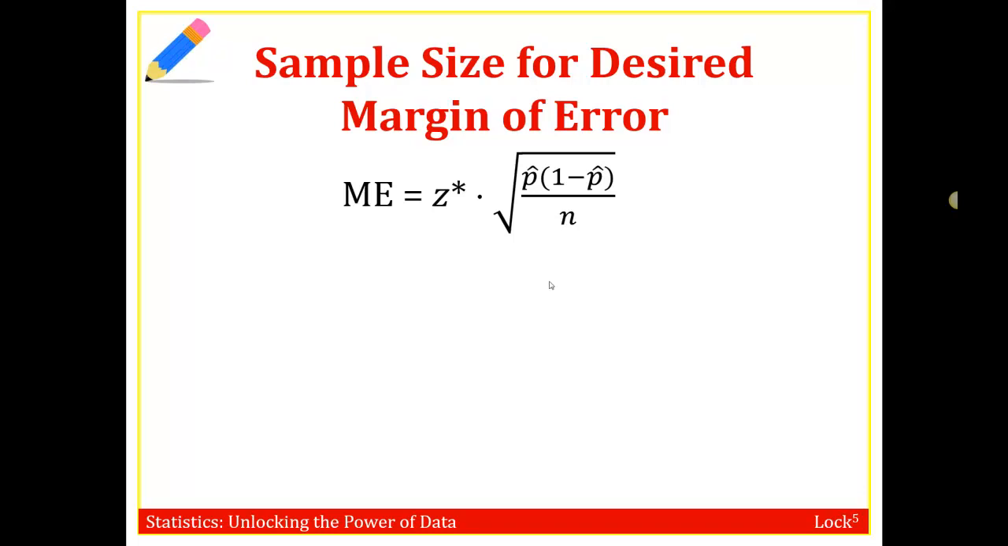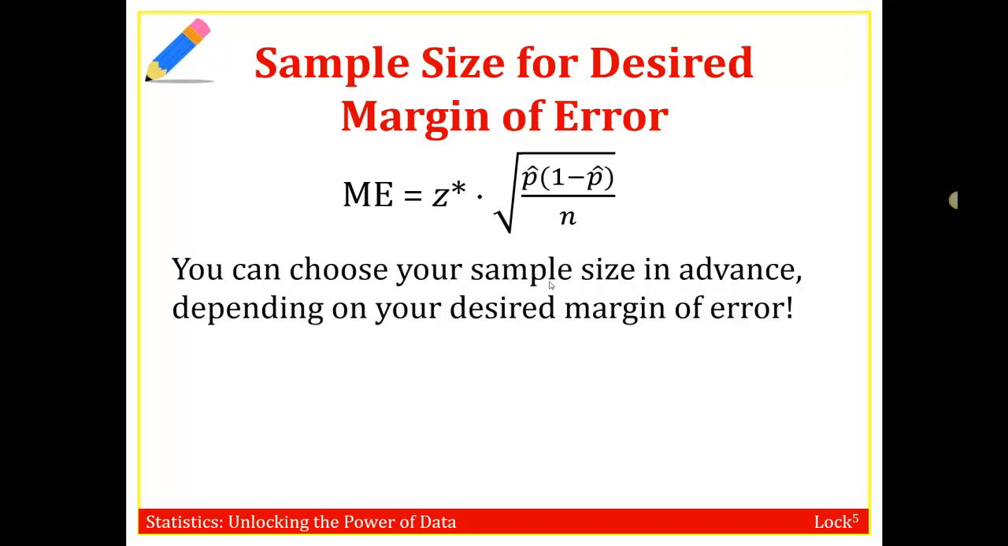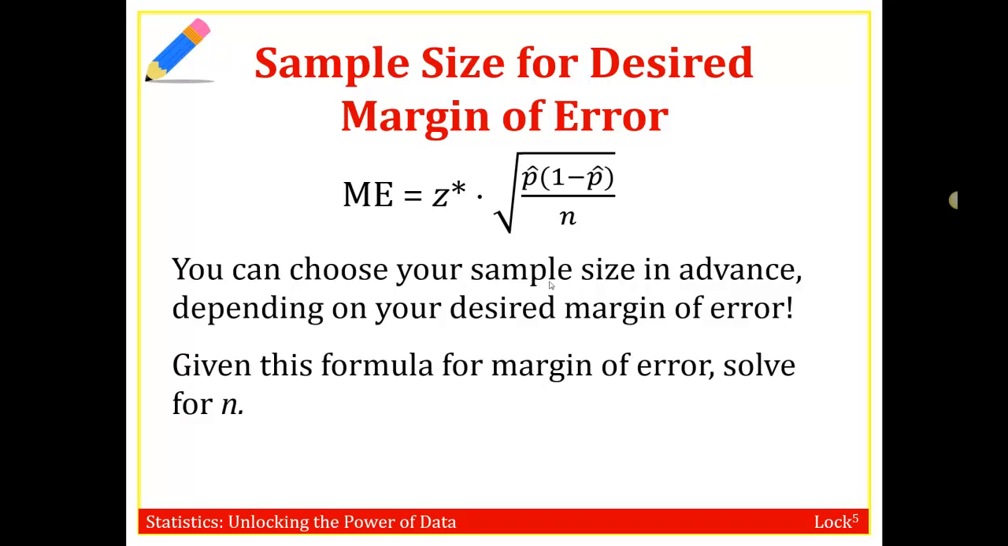Oftentimes when we're doing a study, we know the end result that we want in terms of margin of error. Like maybe we want our margin of error to be 3% or 4% or 5% in the end. If we know what margin of error we want to end up with, we can figure out what sample size we're going to need in order to obtain that margin of error. To do that, all we need to do is take that margin of error formula and solve it for n. When we do that, we get this formula right here.